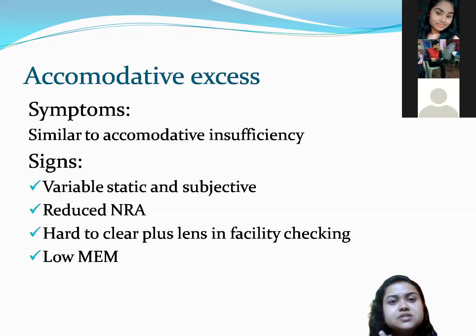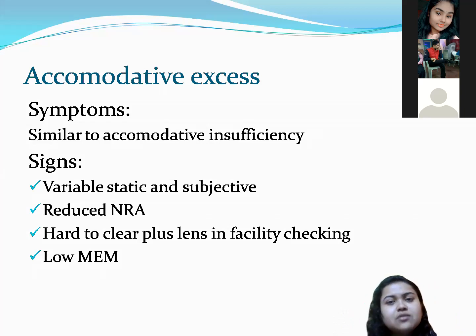The normal NRA value is around plus 2.5 diopter. If you are getting somewhere around plus 1.5 or plus 2 diopter, that means the patient cannot relax the accommodation to a normal level. That means he cannot relax his accommodation. There is a greater amount of accommodation than required, and also he cannot relax his accommodation.